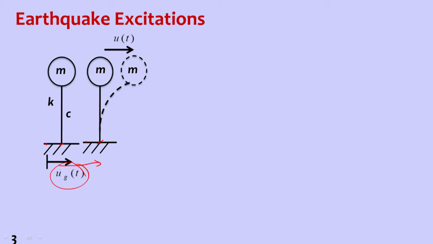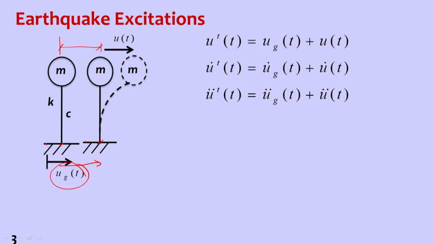So the total displacement measured from this part is u_g plus u. So it is u_g(t) plus u(t). So velocity, if you differentiate it once, we get u̇_g and u̇, and acceleration is ü_g and ü.